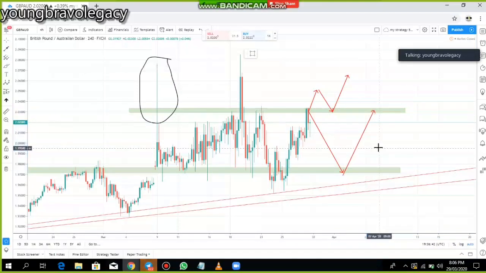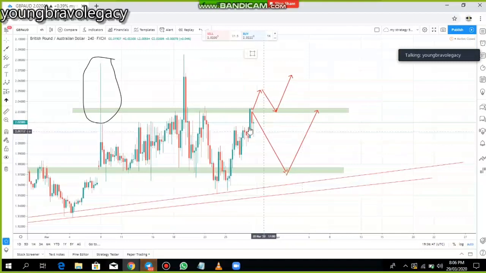Or we go back to this zone. Any which way, what you just have to do is make sure you relax. You let the market decide for itself. You cannot decide for the market, so you wait. Either we break this zone, or it continues holding this price.